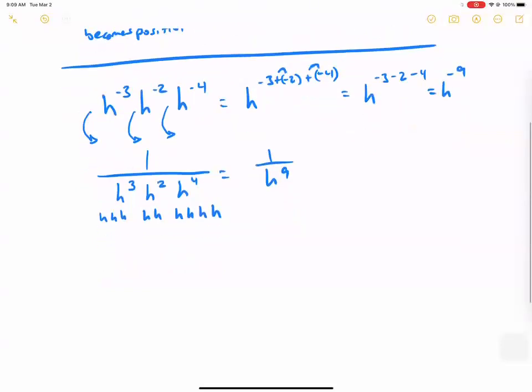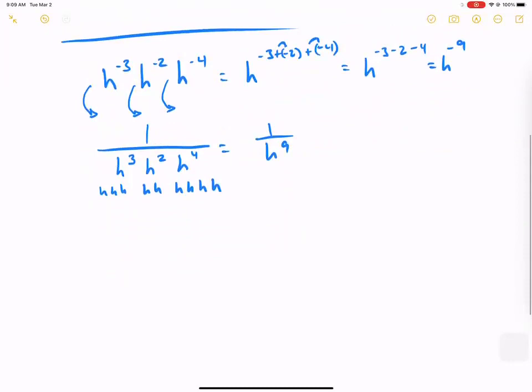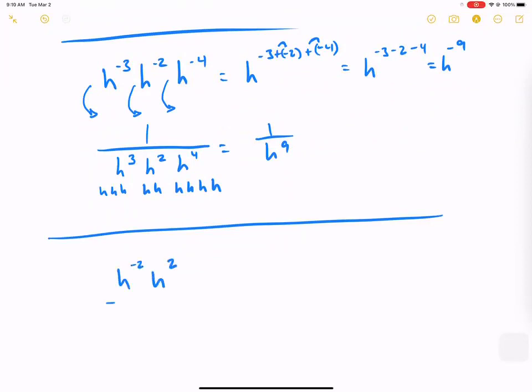Now, as we continue this crazy mess, I'm going to go ahead and put some h's on top and bottom. H to the negative 2, h squared over h to the negative 9.